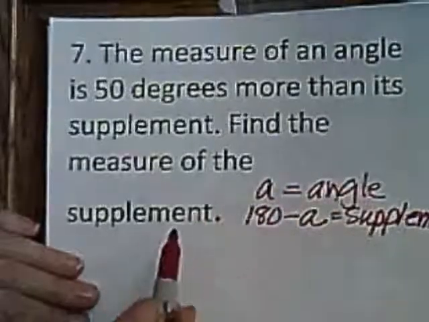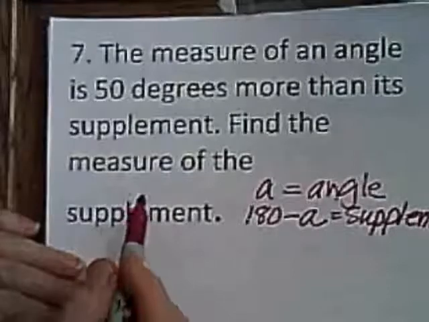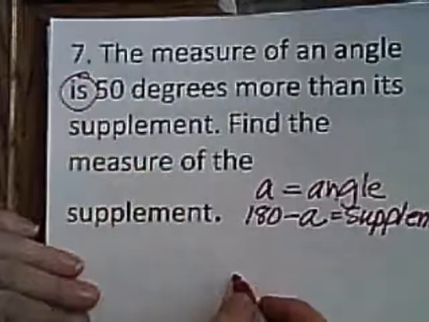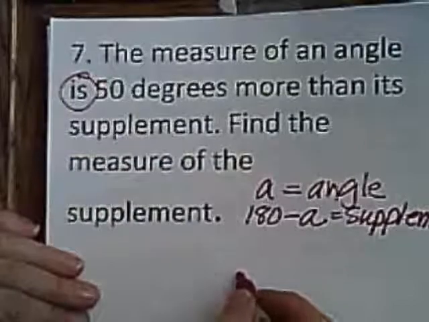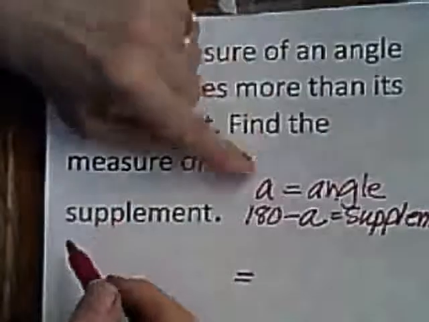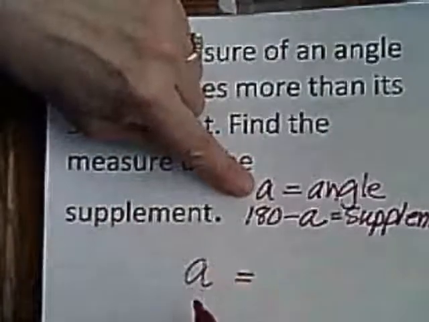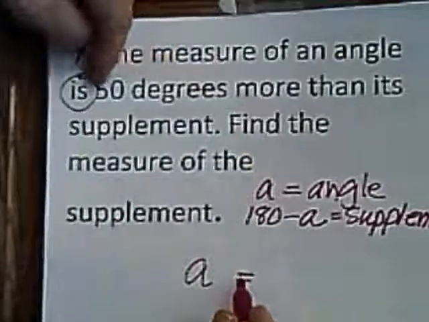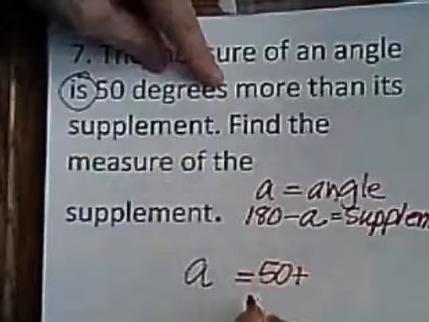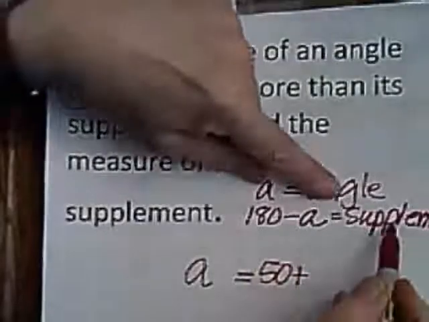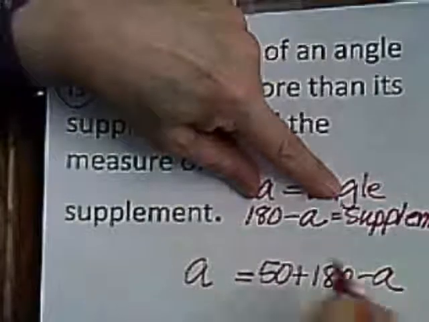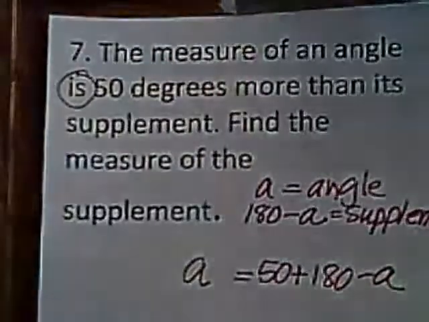When they start to set this up again, they're going to look for the verb, which is "is". So we start with the verb down here. Then everything before the word "is", the measure of an angle, which is A, is 50 degrees more than its supplement. Whenever we see supplement, we write 180 minus A. So that's the way you set up number 7.